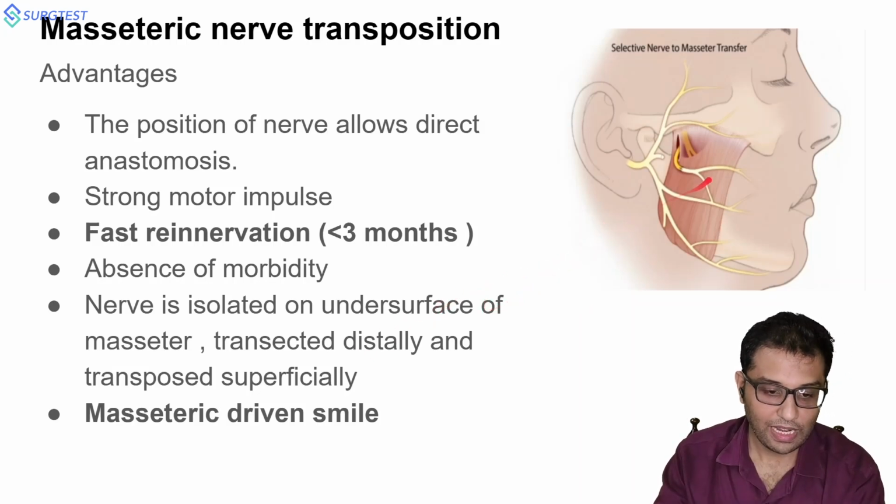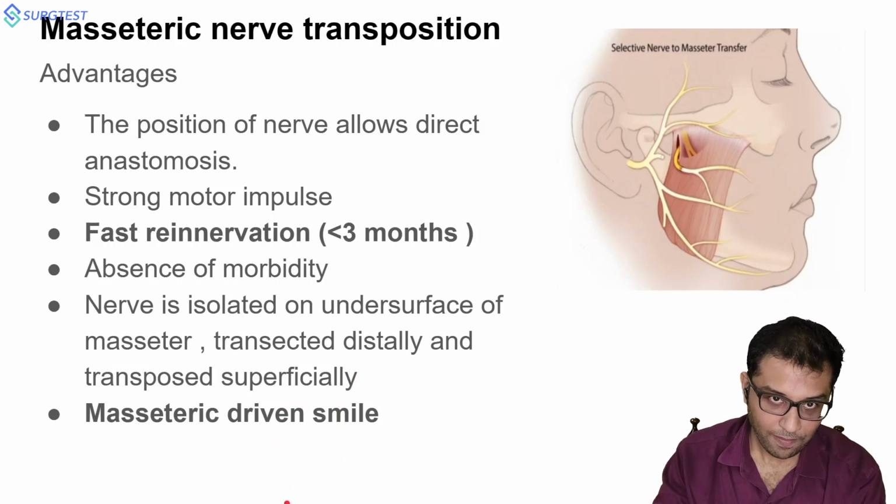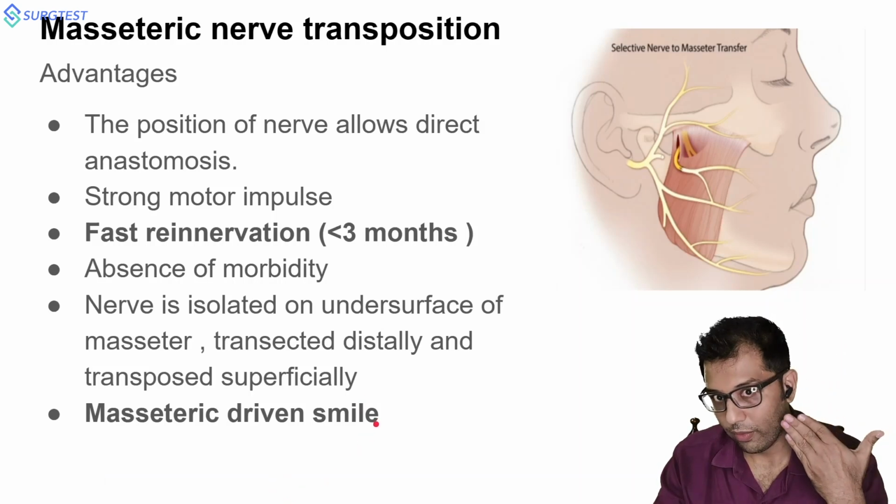So nerve can be easily isolated on the surface of masseter, transected distally and transposed superficially. That is the nerve to masseter, that is masseteric nerve, which is supplying the masseter muscle, can be cut and instead sutured to the facial nerve. And the smile is also masseteric driven. When there is intent to smile, it is a masseteric driven smile. That is, the impulses are going through the masseteric nerve.